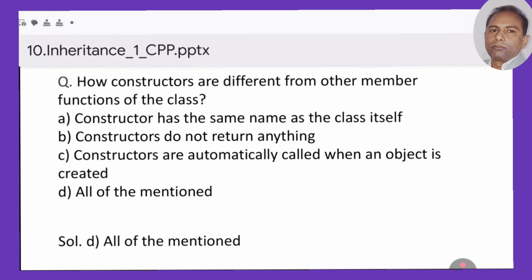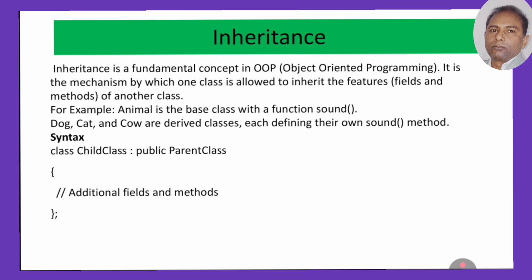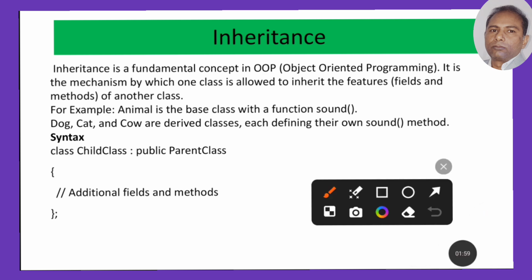Now we are going to discuss today's topic. Today's topic is inheritance. So what is the meaning of inheritance? Inheritance is a fundamental concept in object-oriented programming. It is a mechanism by which one class is allowed to inherit the features of another class. So with the help of inheritance, we can inherit some features of one class into another class.